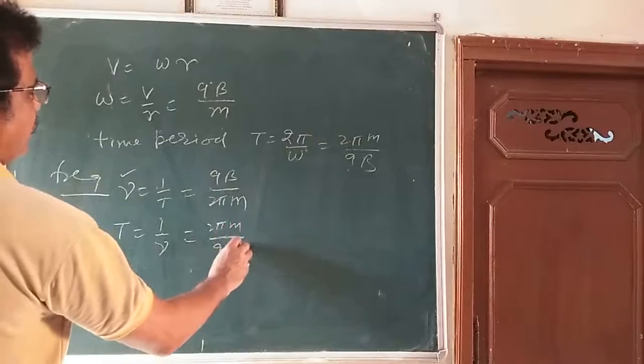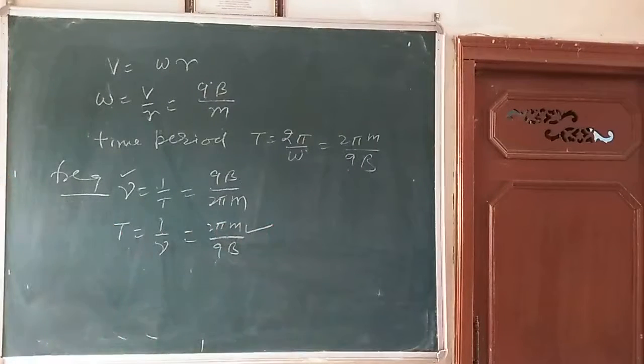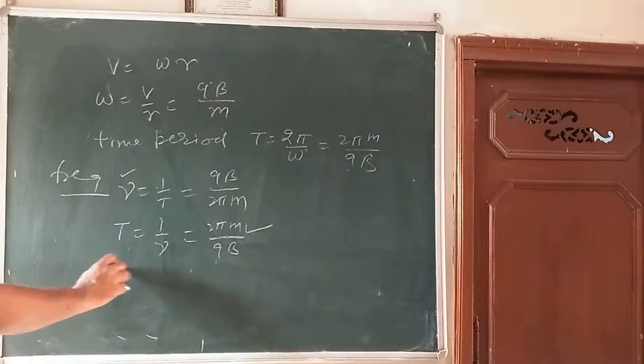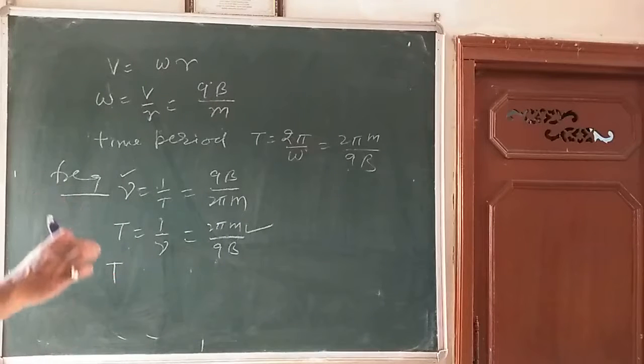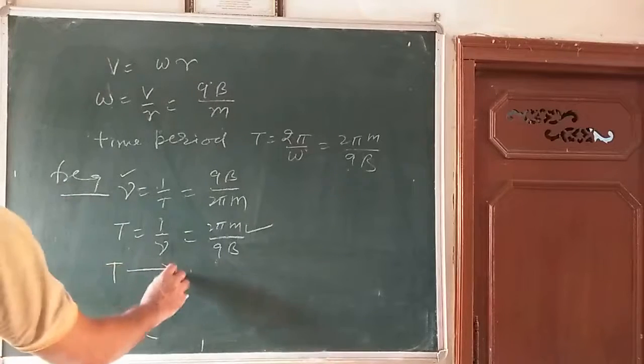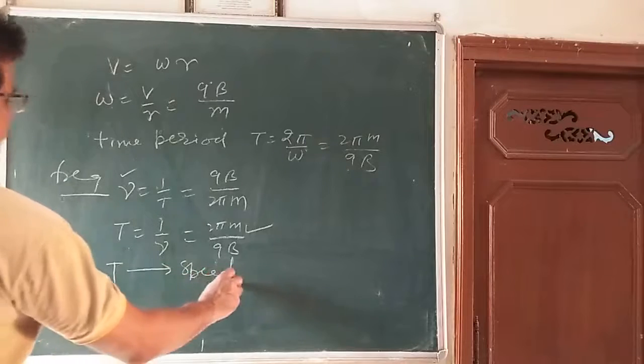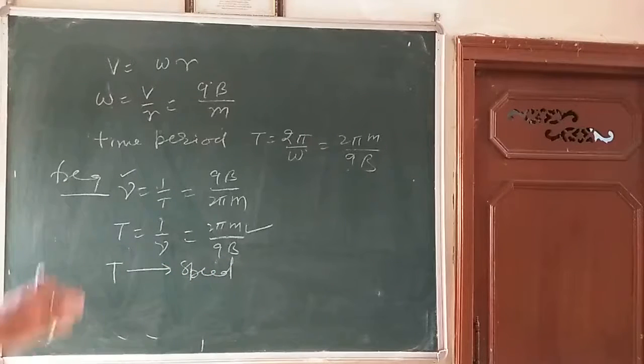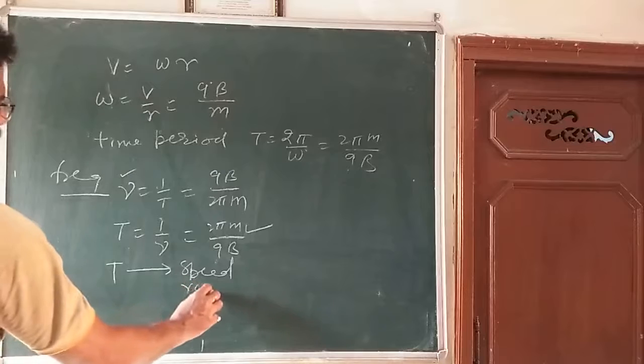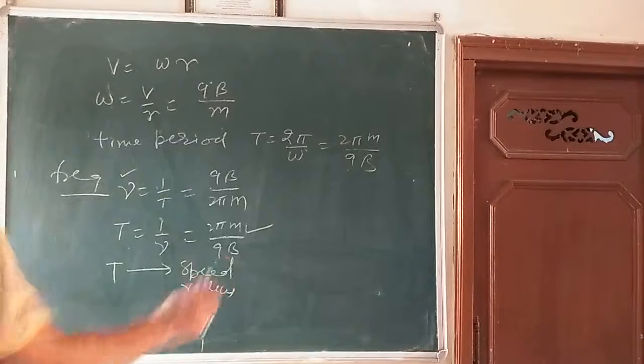So what is the result that came out here? With this, the time period T is independent of the speed of the particle. It does not depend on speed, and radius of the orbit. It neither depends on speed nor on radius.